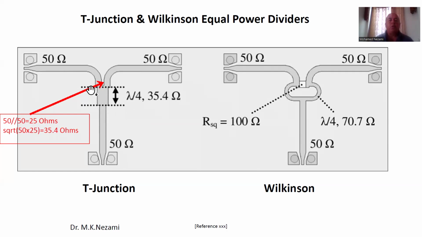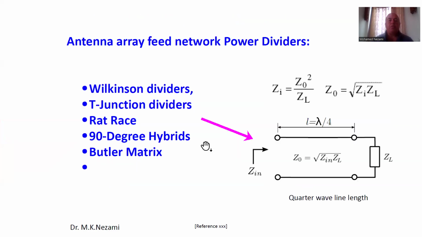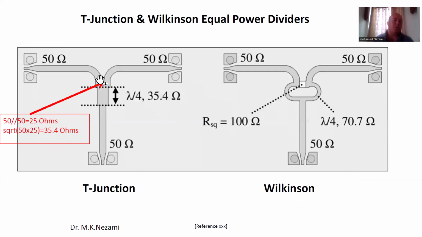And so therefore, if you insert a quarter wave line in here, its impedance would have to follow this equation here. So it's the square root of the source impedance times the load impedance. The load in here is 50 in parallel with 50, which is 25, and the source is 50. So therefore, this line in here is 35.4 ohms. And this turned out to be a very commonly used T-junction splitter for antenna feeds, okay?